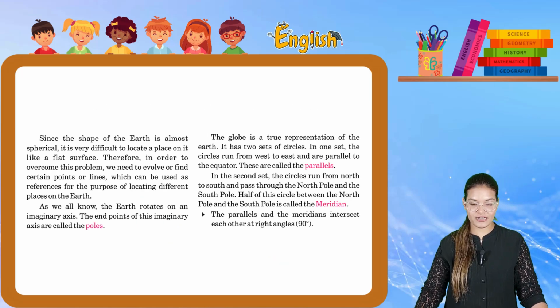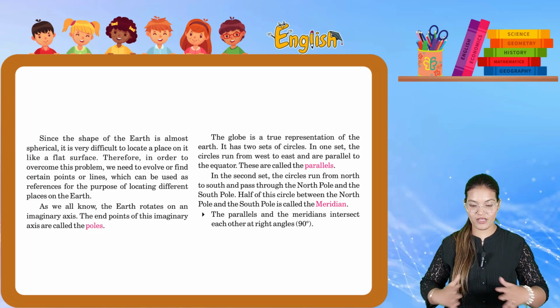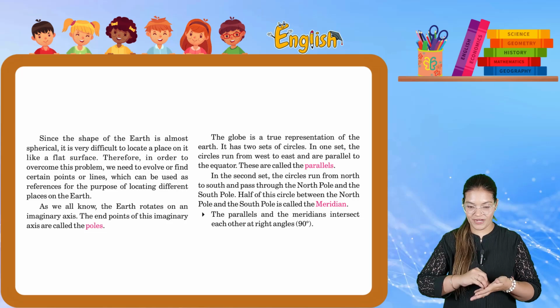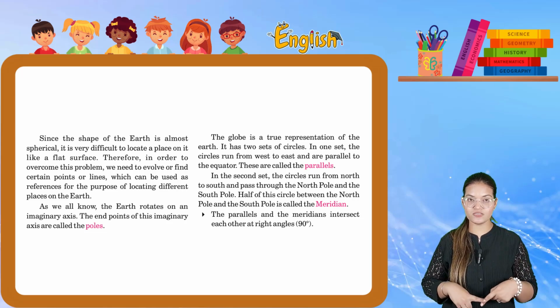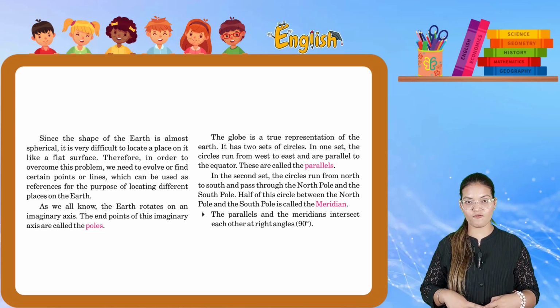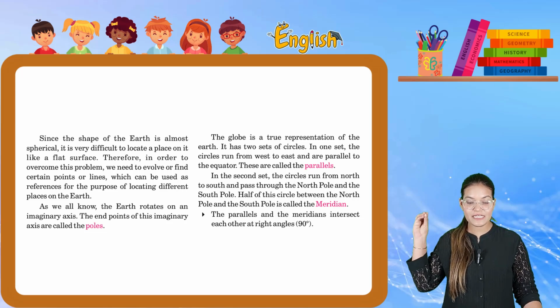Since the shape of the earth is almost spherical, it is very difficult to locate a place on it like on a flat surface. Therefore, in order to overcome this problem, we need to find certain points or lines which can be used as reference for the purpose of locating different places on the earth.